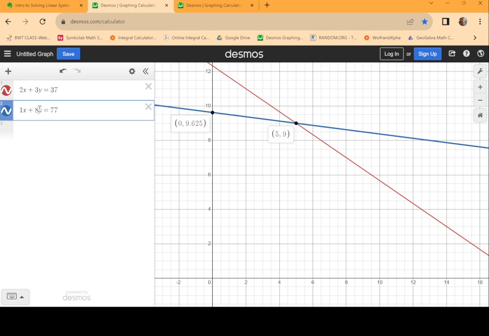Later, we'll develop the idea that every linear system falls into one of 3 categories. It either has one unique solution, like we have here, it has 0 solutions, or it has an infinite number of solutions. And we'll go over the conditions that need to be met for it to fall into one of those categories.